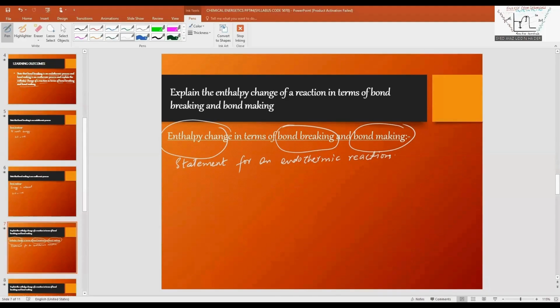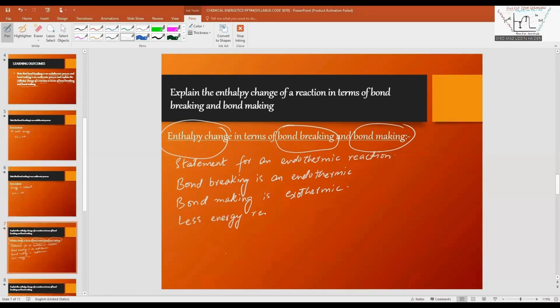How you write these statements? You write in this way: bond breaking is an endothermic, and bond making is exothermic. Less energy released than absorbed.